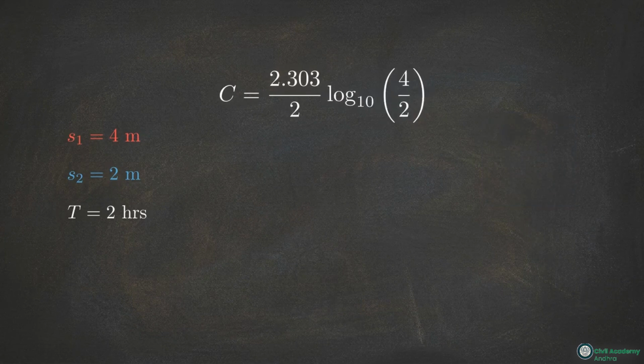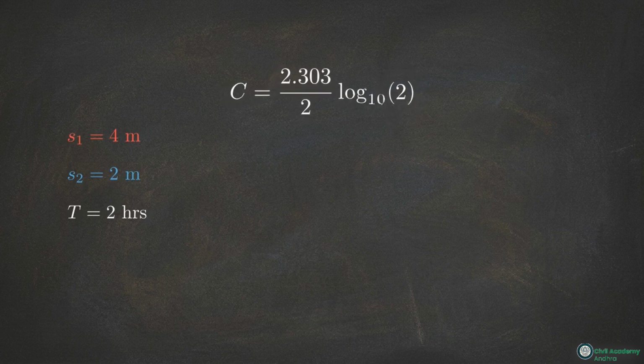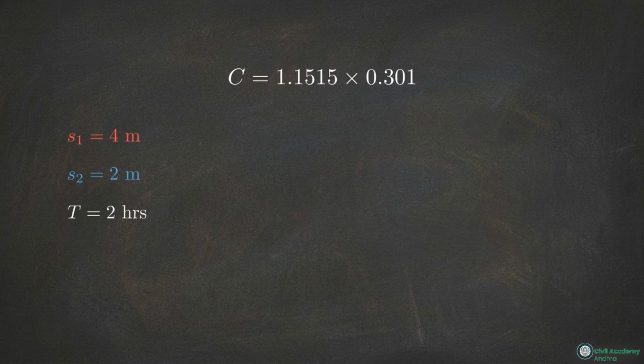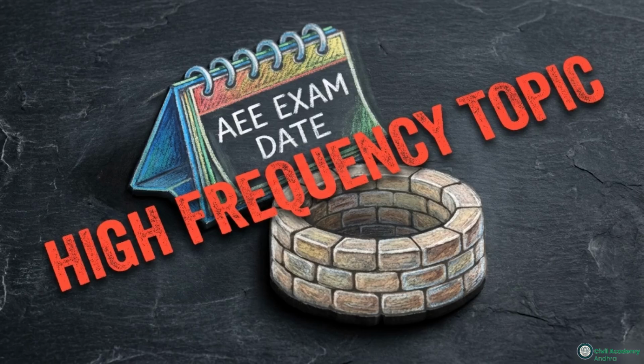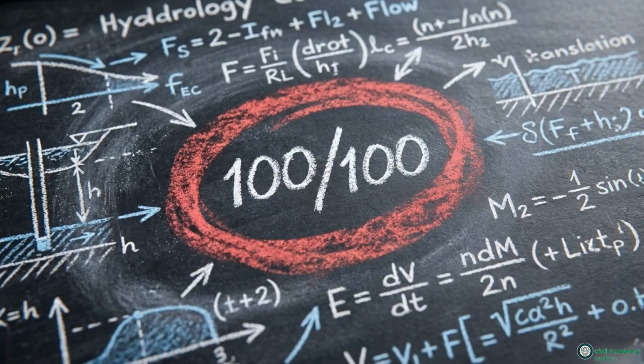Plug in the time of 2 hours, apply the 2.303 multiplier for the base 10 log, and set the head ratio to 4 over 2. The log of 2 is roughly 0.301, giving us a final answer of 0.346 inverse hours. The recuperation test is one of the most frequently tested time-based scenarios in AEE hydrology. Executing this calculation sequence accurately guarantees you a quick, reliable score.